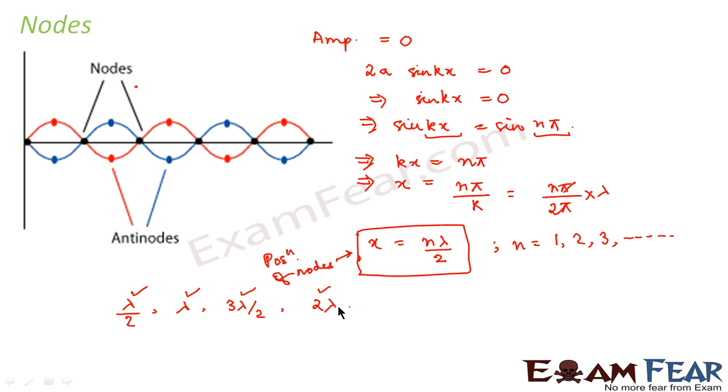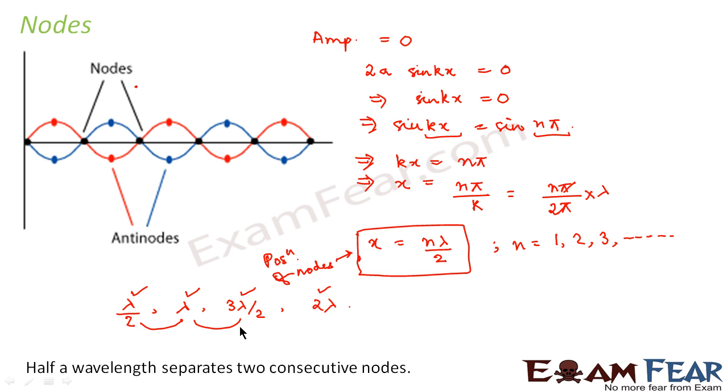So that means every two nodes are separated by a distance of lambda by 2. If you see, the difference between these two is lambda by 2. Again, the difference between these two is lambda by 2. So we can say that any two consecutive nodes are separated by a distance of lambda by 2. So the conclusion here is half a wavelength, that is lambda by 2, half a wavelength separates two consecutive nodes.